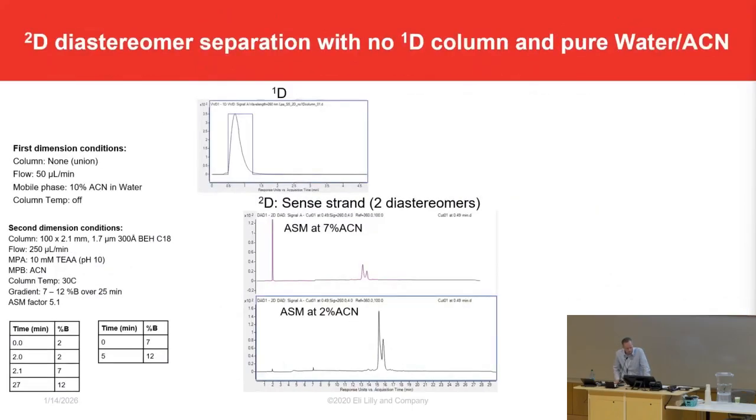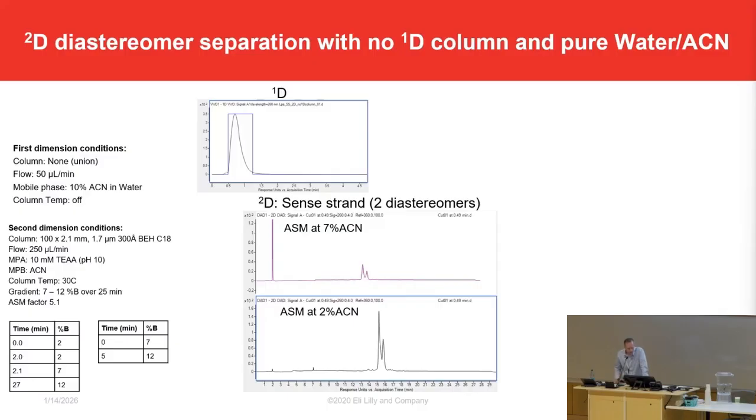And so I started to do some basics of, okay, let's just do a pseudo 1D where we inject without a column, and we have pure water and acetonitrile. We're doing active solvent modulation to focus our oligo on the head of the column in the second dimension. This is the sense strand where we see 2 peaks. Okay, so everything's looking good if you just have water and acetonitrile.